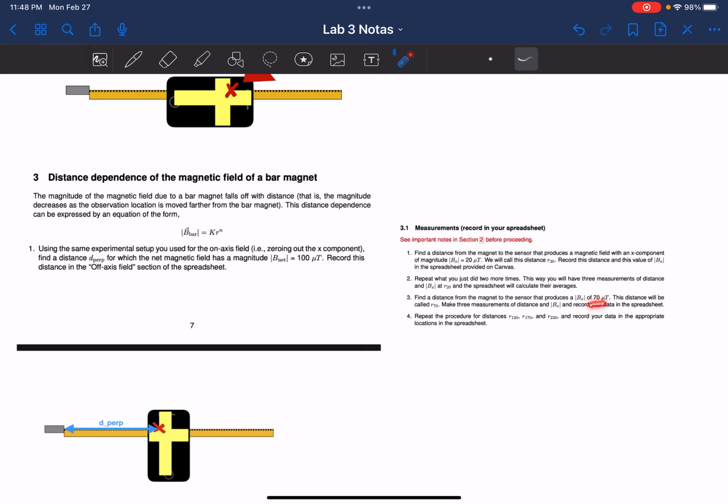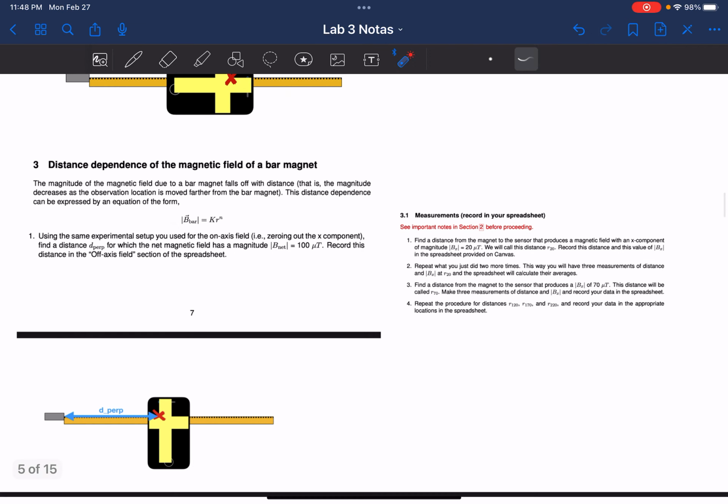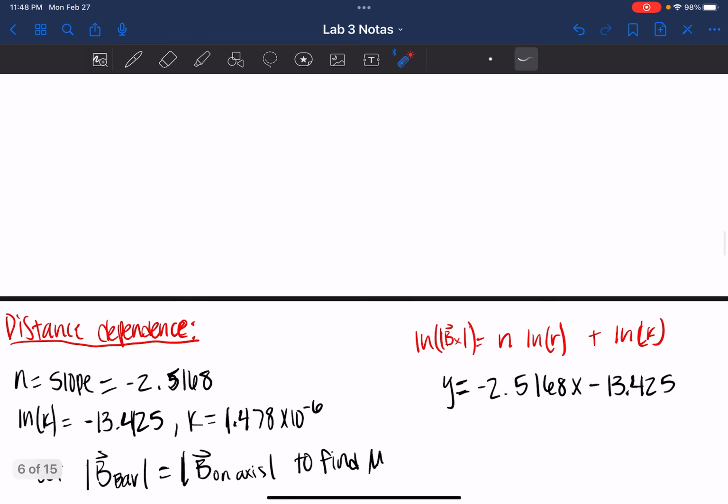And also 70. Then we did a similar procedure for the perpendicular one, but this time, obviously, we weren't on axis, we were perpendicular, and we formed a 45-degree angle whenever we moved it up. And then these are the calculations.